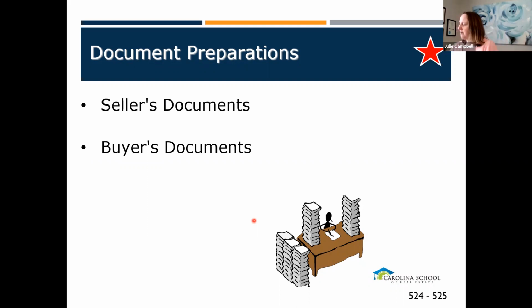One document that the seller is responsible for is the deed. Now, the attorney will prepare that for them. The attorney will get it ready for the soon-to-be new owner to sign. If the seller gets their own attorney, their own representation, then that attorney will provide it for them.